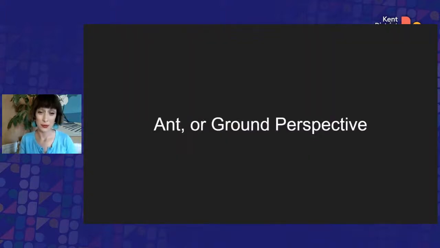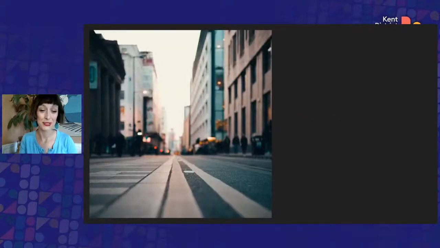This one is called ground perspective, but in my kids' classes, we call it the ant perspective. This is where the camera or you are on the ground at a low point. So you think of an ant on the ground looking up. The world looks big. One way that photographers do this is often by taking photos of people or trees from the ground. So the people or the trees will look big or grand.